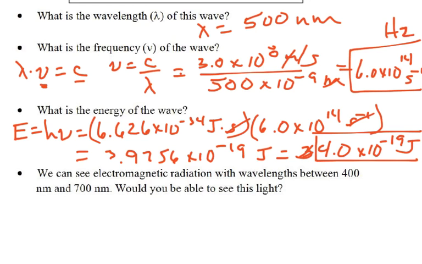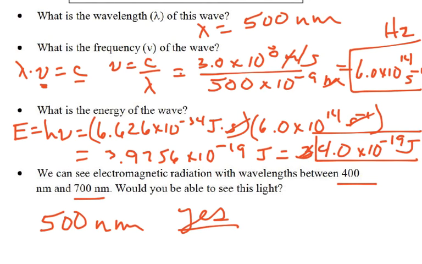We can see electromagnetic radiation with wavelengths between 400 nanometers and 700 nanometers. So could we see this light? Yes, we could, because this is 500 nanometers, and that's between those values. In fact, I just looked this up on the internet. It looks like this would be a nice green color.